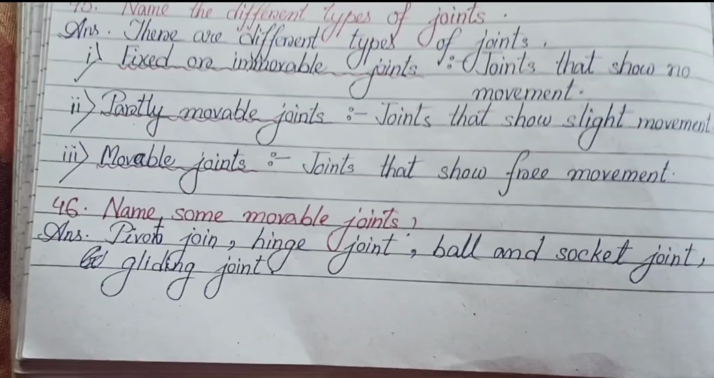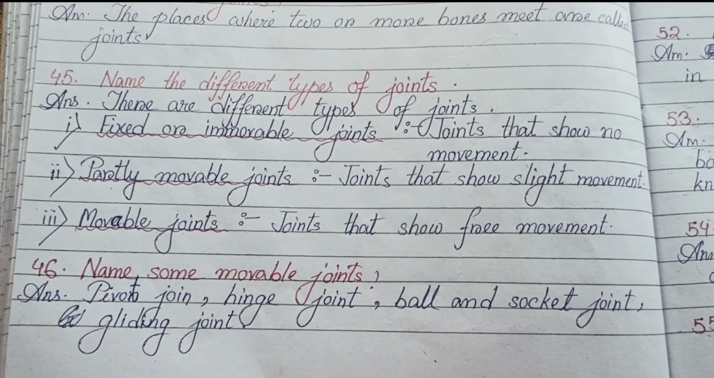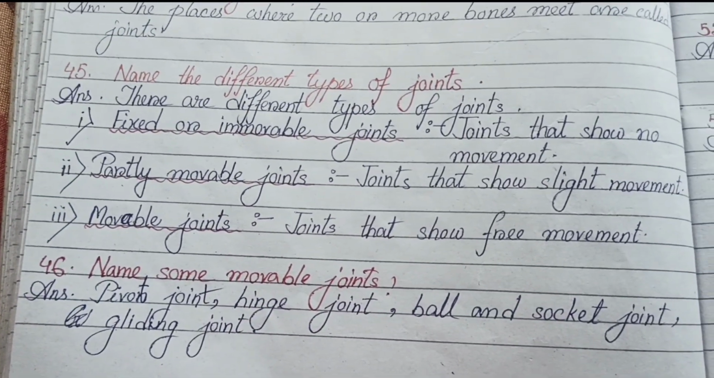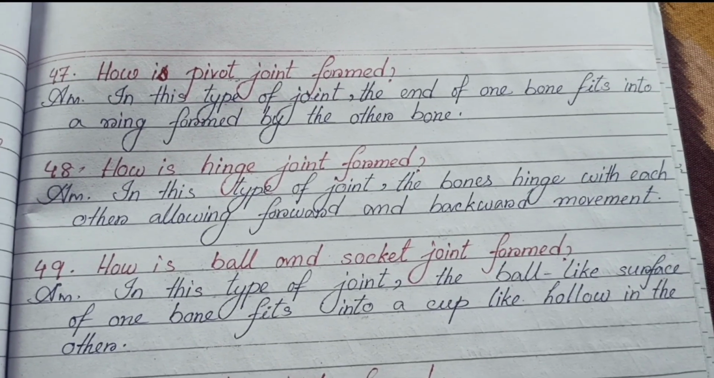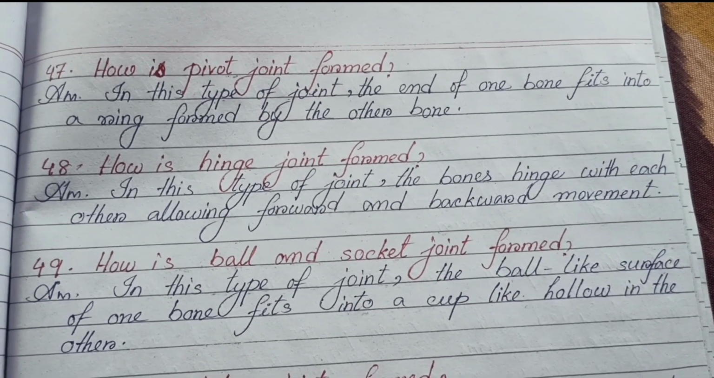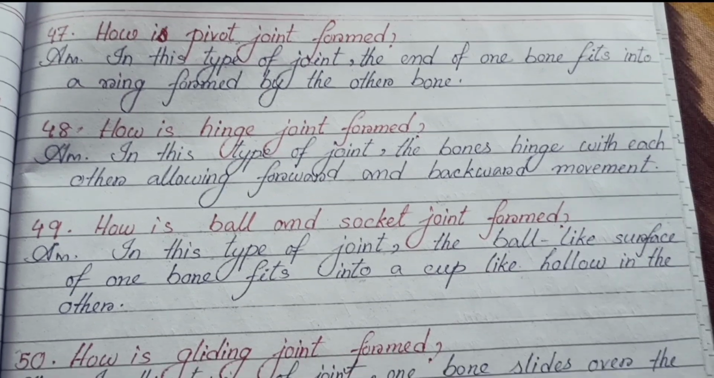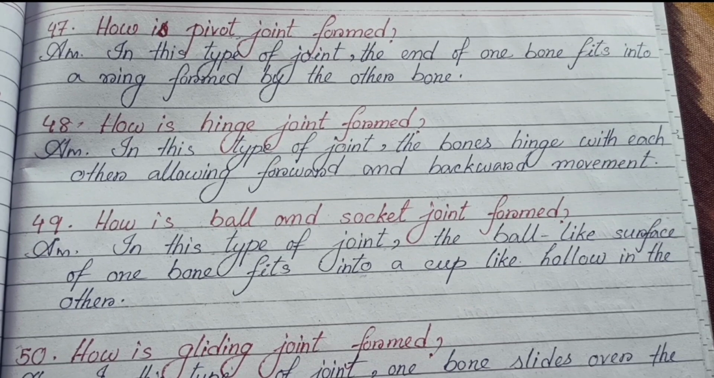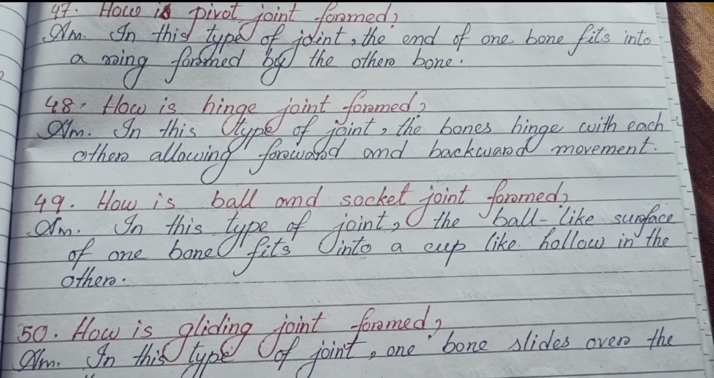Next, number 46. Name some movable joints. Pivot joint, hinge joint, ball and socket joint, gliding joint. Next, number 47. How is a pivot joint formed? In this type of joint, the end of one bone fits into a ring formed by the other bone. Number 48. How is a hinge joint formed? In this type of joint, the bones hinge with each other, allowing forward and backward movement.